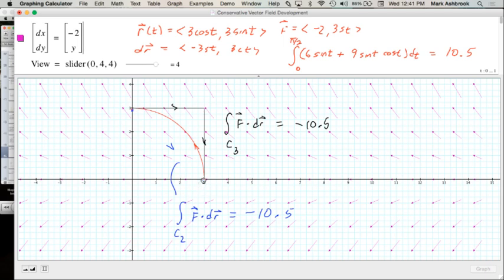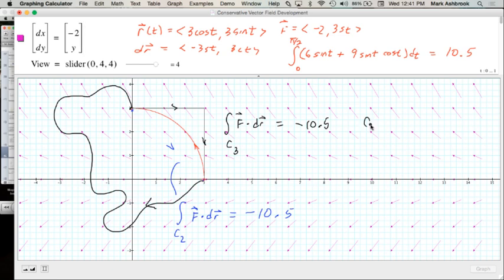Okay, I got one more. Ready? Negative 10.5. No, you're wrong. Now I'm going to go this way. I'm going to start here, and I'm going to go like this to get to here. What will that be? That's positive 10.5, right? It'll be the same as this red one.